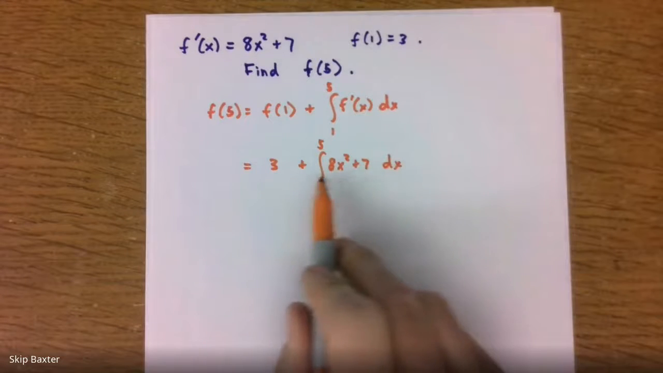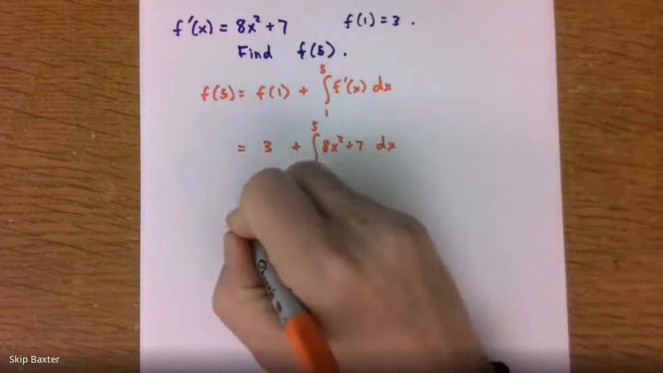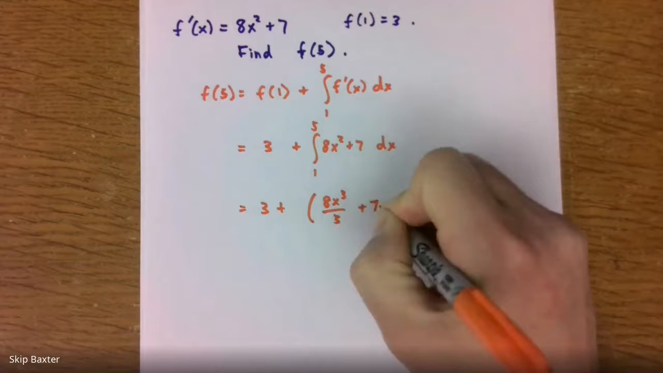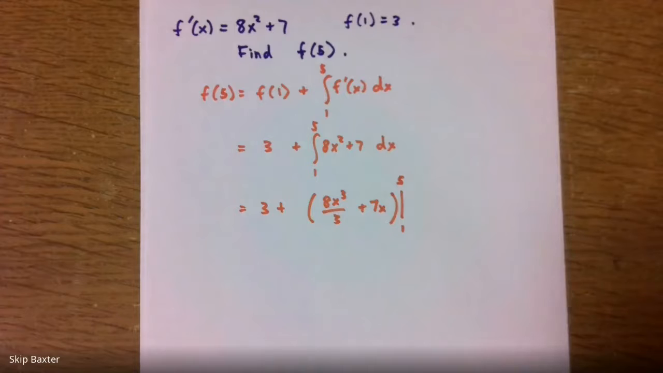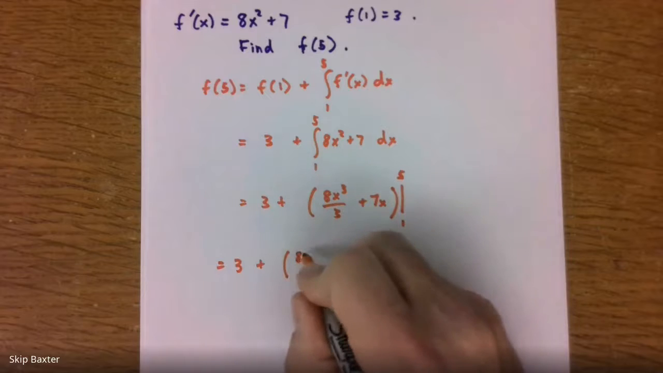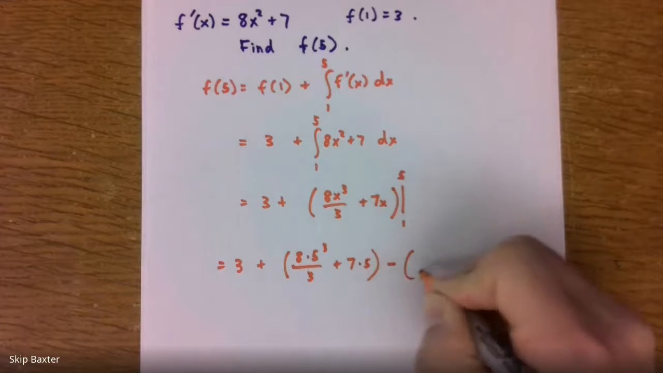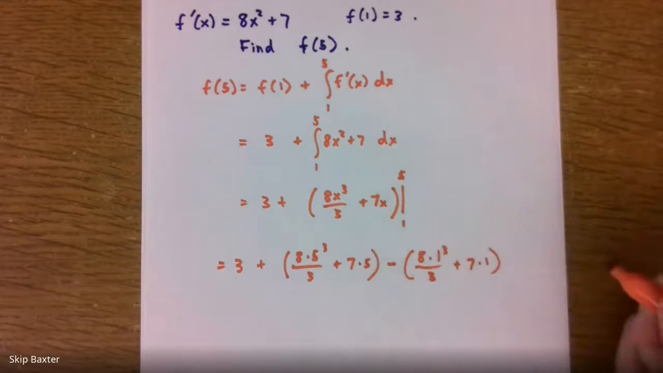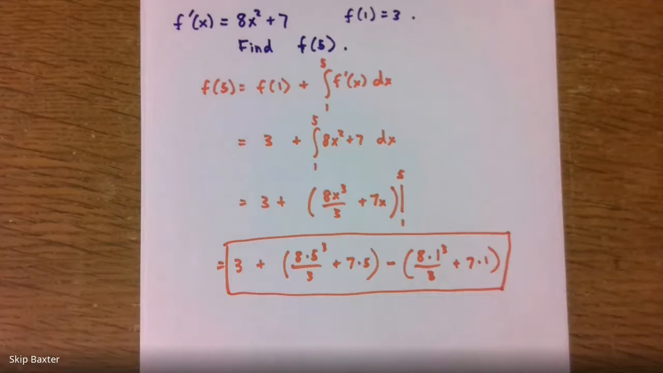And now I could just do this definite integral either using my calculator or by hand. This one's easy to do by hand. This would be 3 plus 8x cubed over 3 plus 7x evaluated from 1 to 5. So this would be 3 plus 8 times 5 cubed over 3 plus 7 times 5 minus 8 times 1 cubed over 3 plus 7 times 1. Boom, done. That's f of 5, whatever that number happens to be.